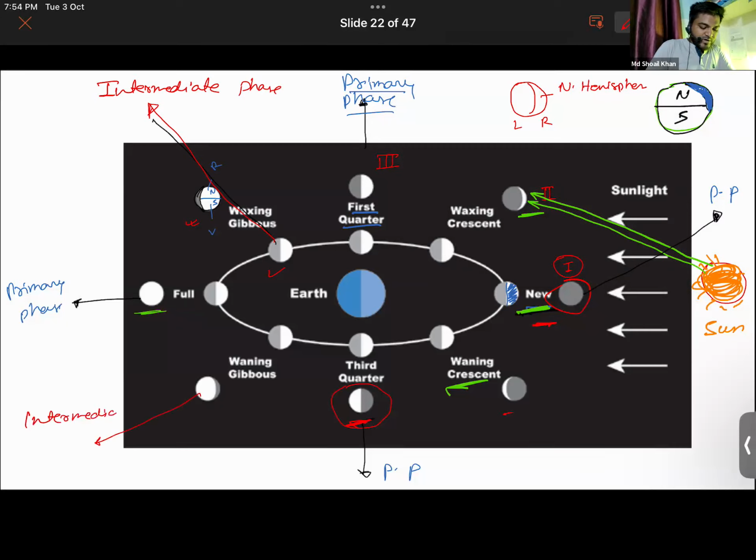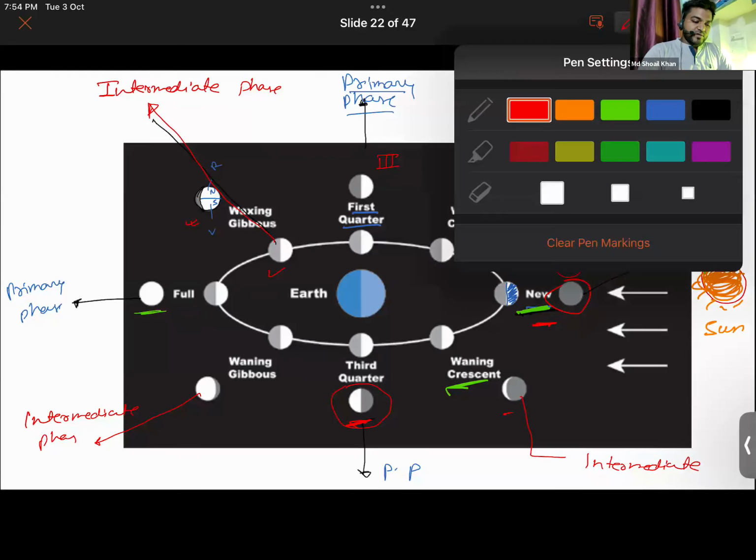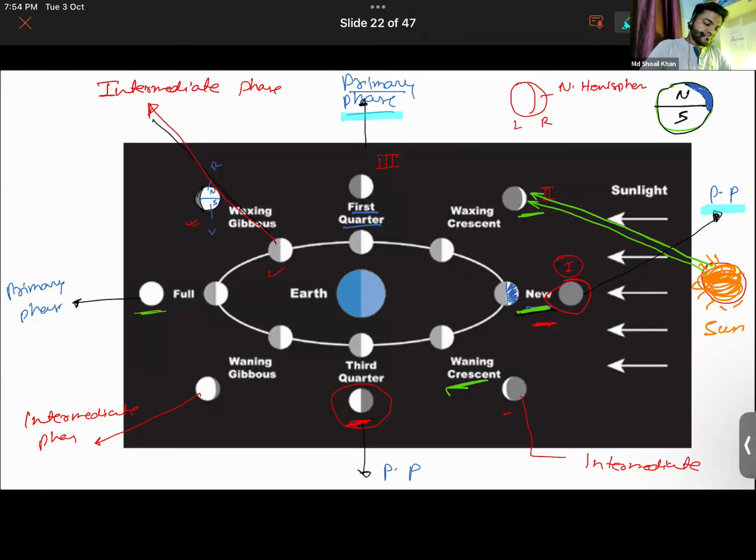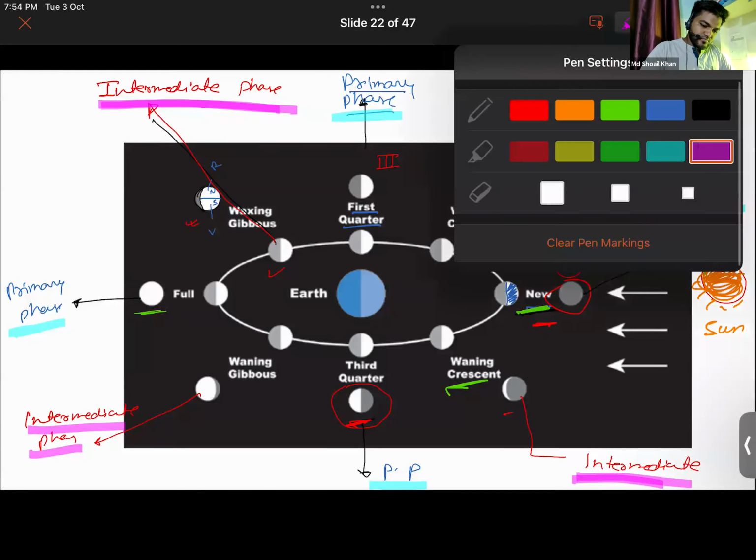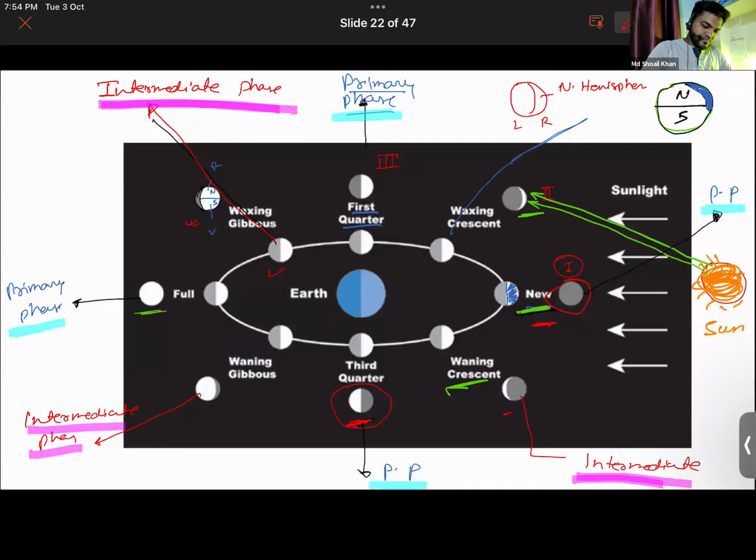This is also an intermediate phase. So count and tell me how many intermediate phases are there and how many primary phases. How many primary phases will there be, how many intermediate? Ahmed, your voice is coming too low. Arhan, how many intermediate phases are there? There are 4 intermediate phases.